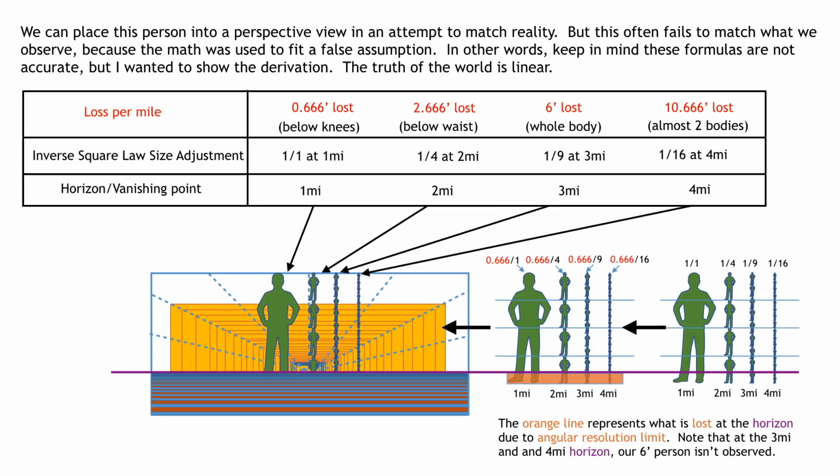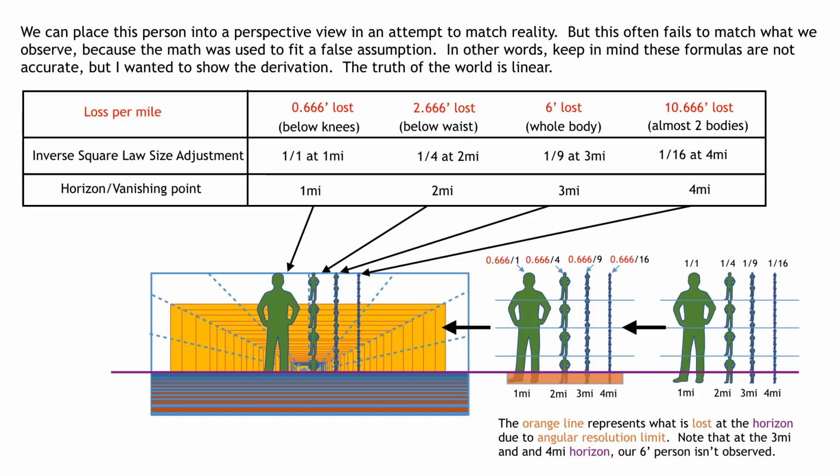So again, the loss per mile, 0.666 lost below the knees. Then we have 2.6 lost below the waist. Then about 6 foot loss, which is the whole body. And then about 10.6 loss, which is almost 2 bodies. And our inverse square law adjustment here, you're going to be at 1 to 1 at 1 mile, 1 over 4 at 2 miles, 1 over 3 squared at 3 miles, and 1 over 4 squared, 1 over 16 at 4 miles, and so forth.